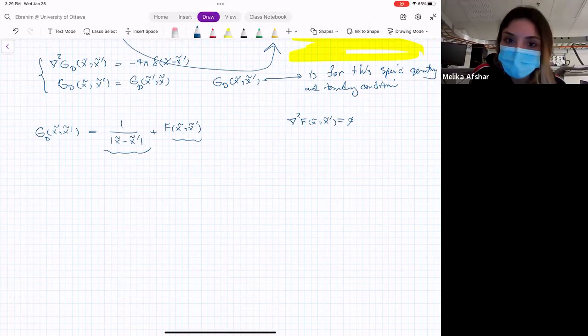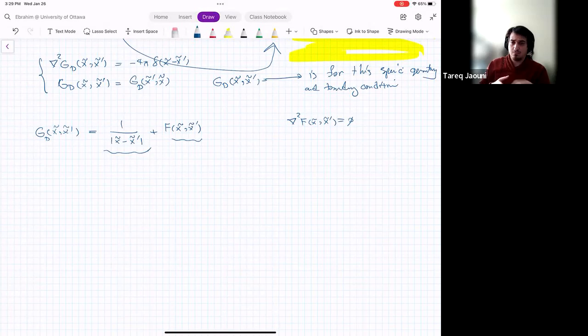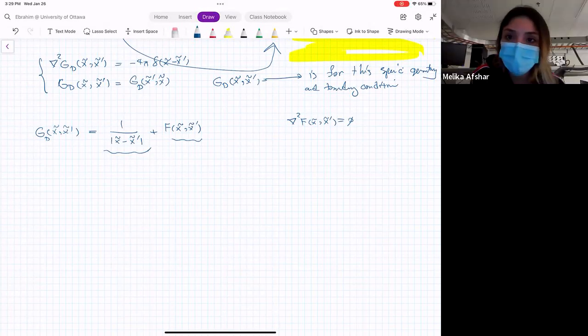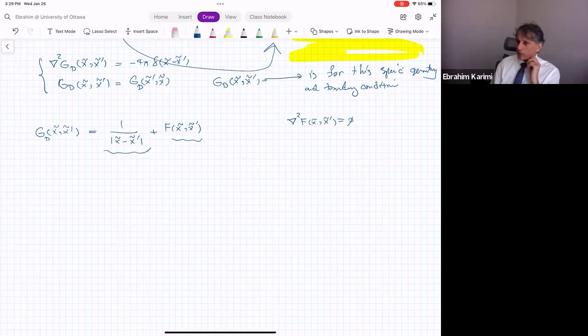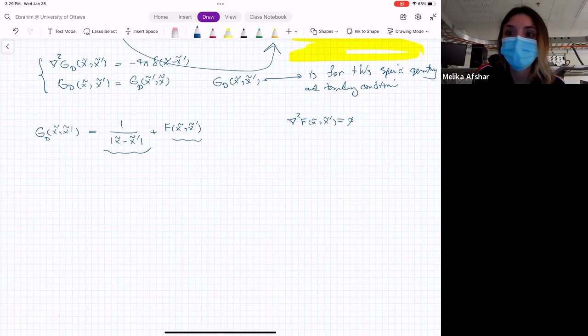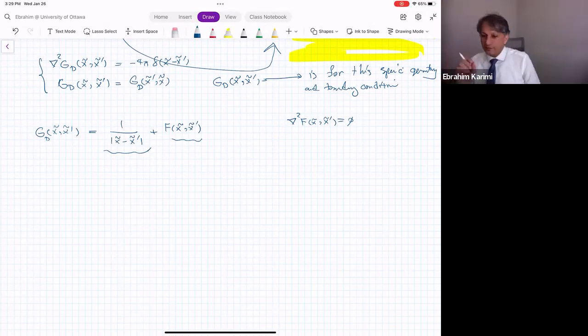Can we just put this term into our equation for the potential? Yeah, we can place it there, but nothing will come, because without knowing the f function, we cannot solve that.